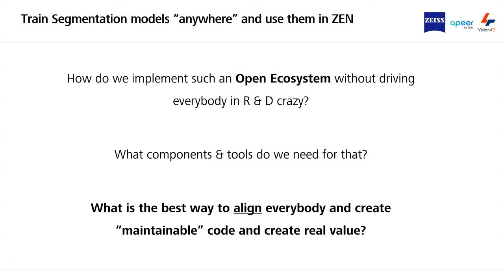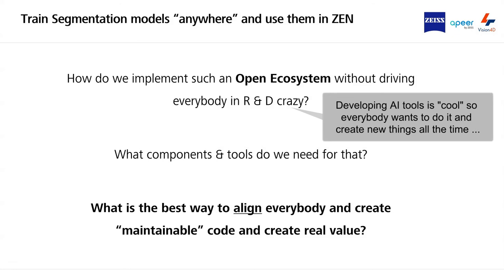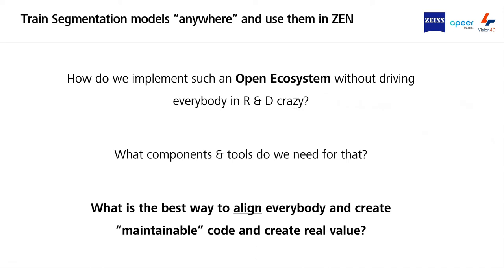The implementation of that concept in a bigger organization is not so easy, because alignment in an environment where everybody has a strong motivation and incentive to develop new things fast is very crucial. It is very easy to end up with tons of new tools and a degree of complexity which is hard or impossible to manage. So the main questions for us at Zeiss are: how do we implement such an open ecosystem without driving everybody in software R&D crazy? What components and tools do we need for that? What's the best way to align everybody and create maintainable code and real business value?